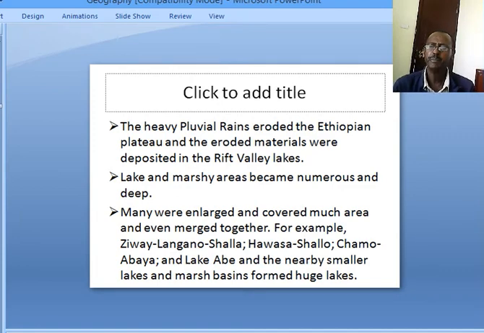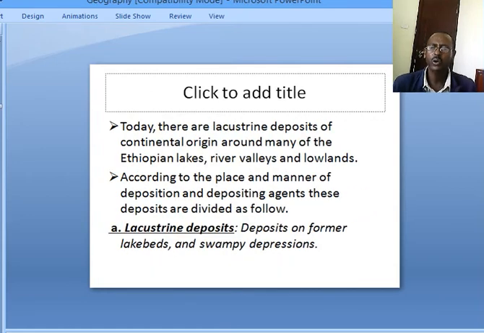Lakes and marshy areas became numerous and deep. Many were enlarged and covered much area and even merged together. For example, Ziway, Langano, Hawassa, Chamo, Abaya, and Lake Abe, and the nearby smaller lakes and marsh basins formed hugely. So all these lakes are to be found within the Rift Valley of Ethiopia.